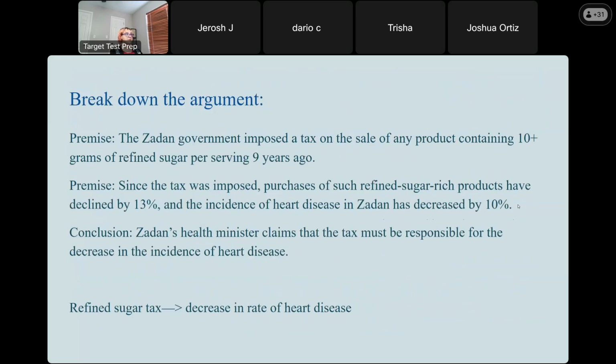So, the government imposed this tax on the sale of any product containing over 10 grams of refined sugar 9 years ago. Since the tax was imposed, purchases of such refined sugar-rich products have declined by 13%, and the incidence of heart disease in Sudan has also decreased by 10%. So the health minister claims that the tax must be responsible for the decrease in the incidence of heart disease. The health minister's cause and effect here is the refined sugar tax led to a decrease in the rate of heart disease in Sudan. Let's look at our answers.